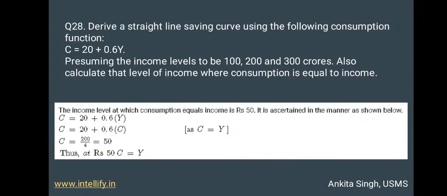C = 20 + 0.6y. Now it is given in the question that consumption is equal to income, so we put C in place of y. The equation becomes C = 20 + 0.6C. Now further we'll be calculating as C = 20 divided by 0.4, equals 50. Thus at rupees 50, C is equal to y.